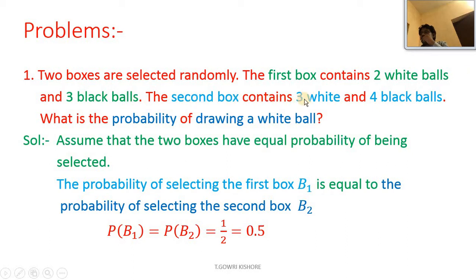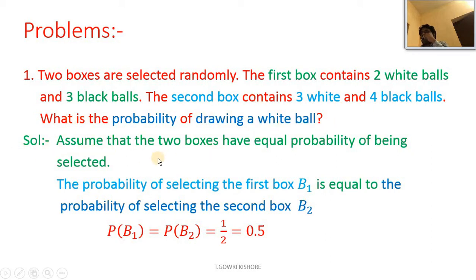The second box contains 3 white and 4 black balls. And what is the probability of drawing a white ball? Okay, here what they have told, two boxes are there, so randomly you are going to select a particular ball, and what is the probability that it was a white color ball.